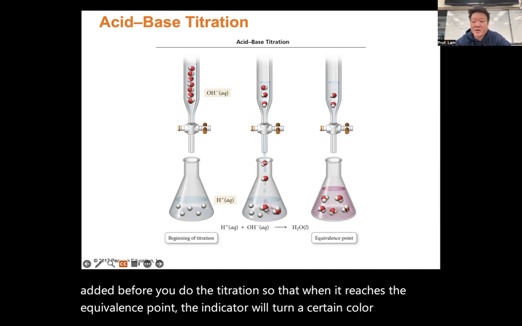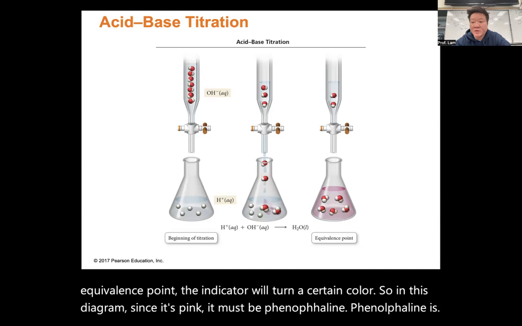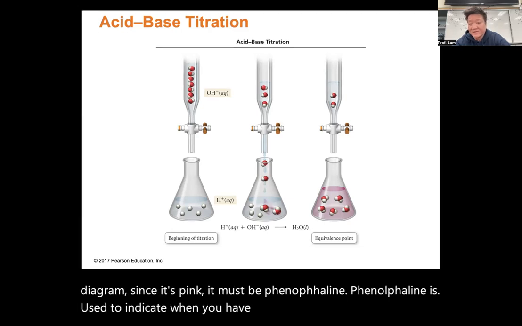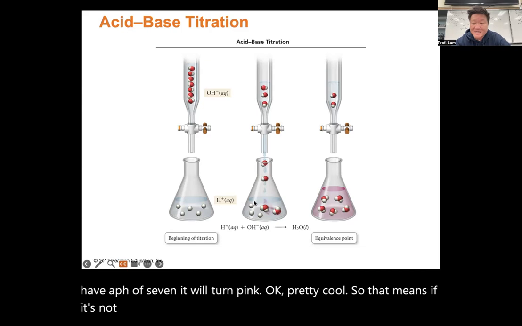So in this diagram, since it's pink, it must be phenolphthalein. Phenolphthalein is used to indicate when you have a pH of 7. Okay, so when you have a pH of 7, it will turn pink. Pretty cool. So that means if it's not a pH of 7, it stays colorless.